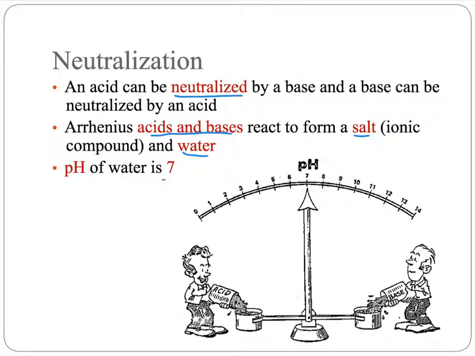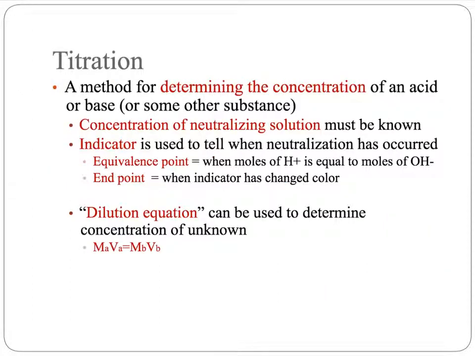Remember also that the pH of water is 7, right in the middle of the pH scale that runs from 1 to 14. And so something that has been perfectly neutralized would have a pH of 7. Titration uses this neutralization reaction to determine the concentration of an unknown acid or base. There are some other ways that we use titration that I'll talk about at the very end of this video. But we're going to be focusing right now on acid and base neutralization.